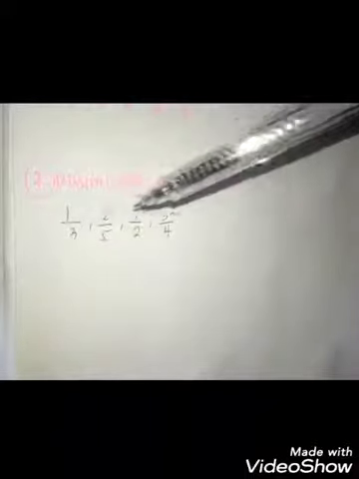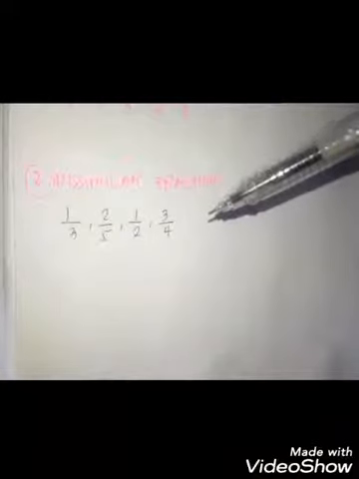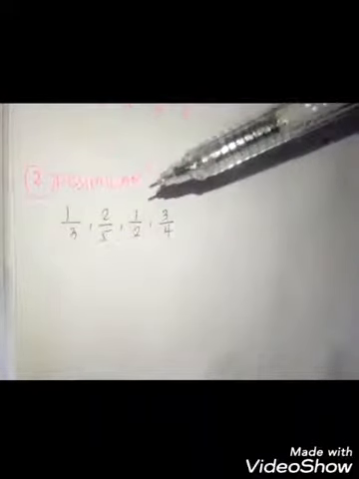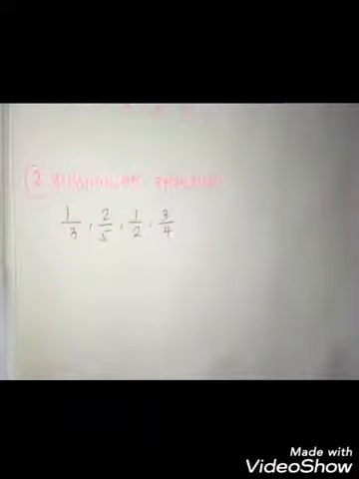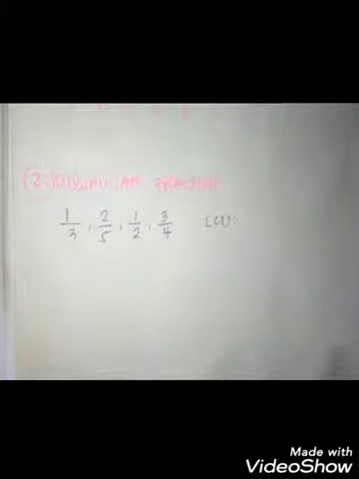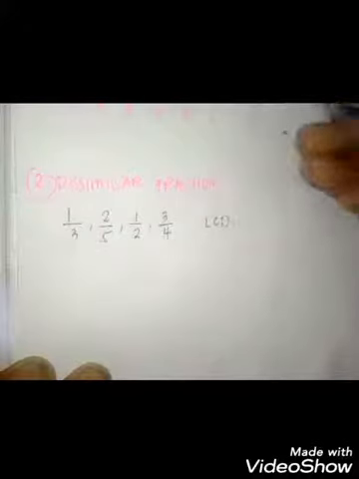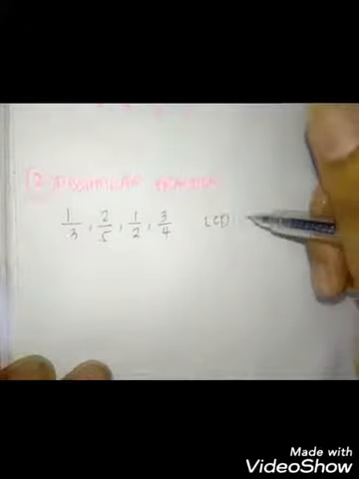Now, for dissimilar fractions, all you need to do is convert the group of fractions into similar fractions. How are we going to convert this set of fractions into similar fractions? The first thing to do is to solve for the LCD. What do you think is the LCD of 1/3, 2/5, 1/2, and 3/4? The LCD is 60.